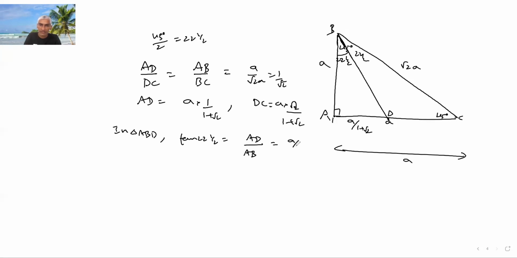So AD is A by 1 plus root 2 by A. So we'll get 1 by 1 plus root 2, or rationalizing this, we'll get root 2 minus 1. So knowing now AB and AD, we can find this value BD by applying Pythagoras theorem. Again, by drawing the bisector to this angle 22 and a half degrees, the same method we follow to find the trigonometric ratios of half of 22 and a half degrees.